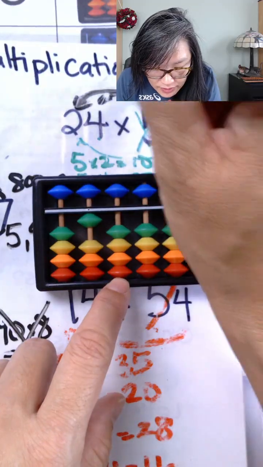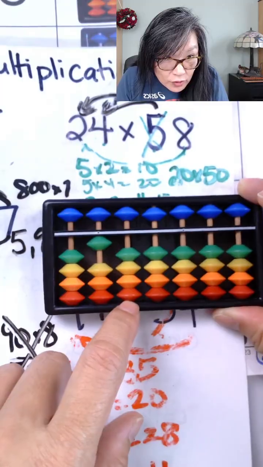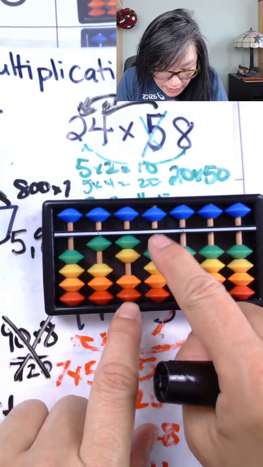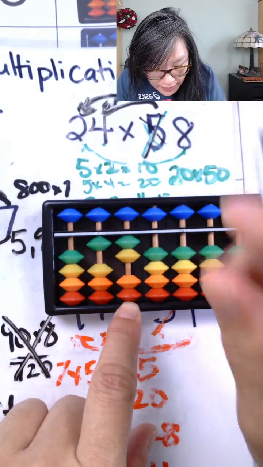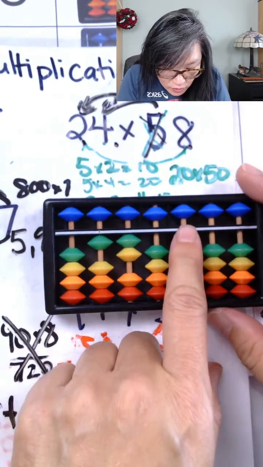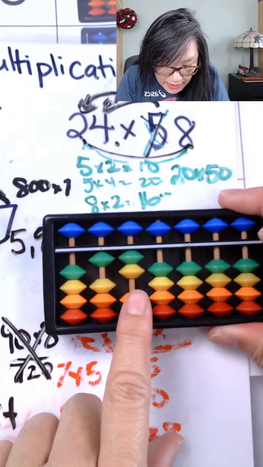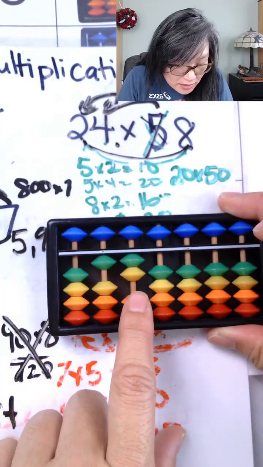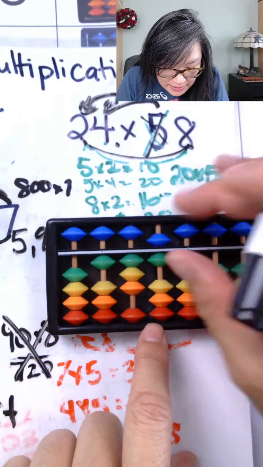Then the next one we do is 5 times 4. 5 times 4 is 20. I add my 2, I add my 0. I'm done with the 5. Now my next one is 3. 1, 2, 3. I have 8 times 2. 8 times 2 is 16. I add my 1, I add my 6.